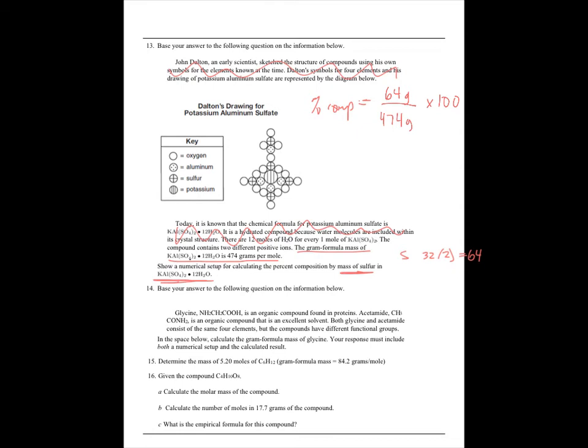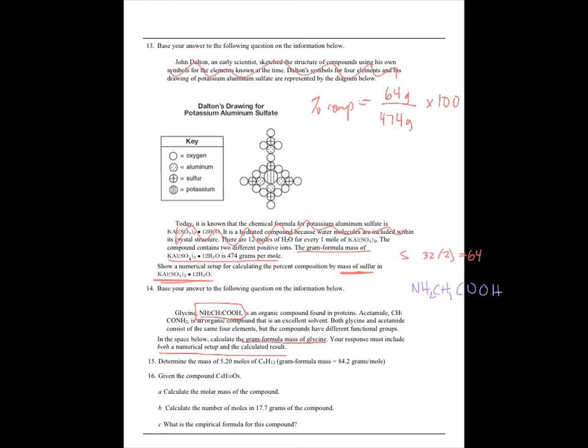Okay, number 14. In the space below, calculate the gram formula mass of glycine. We need to calculate it, and it has to include both the numerical setup and the calculated result. So that means you got to show your work for it. Okay. Glycine is right here. Everything else you could just ignore. Let's do this in purple. NH2, CH2, COOH. Let's break it down.